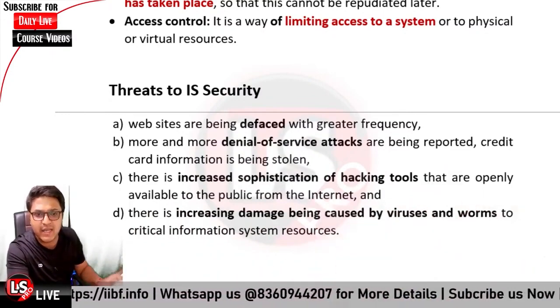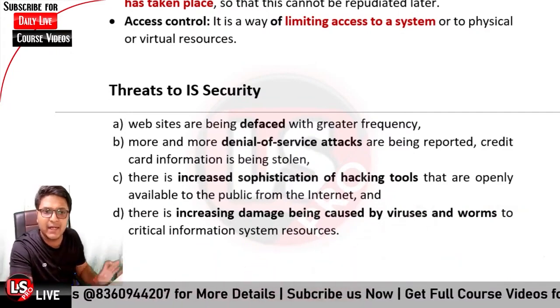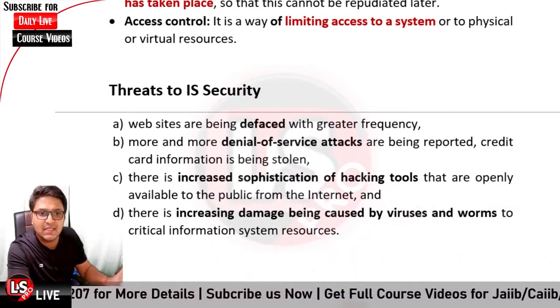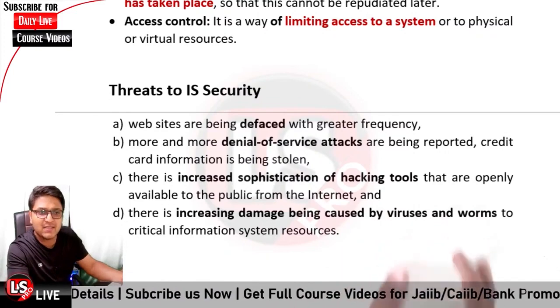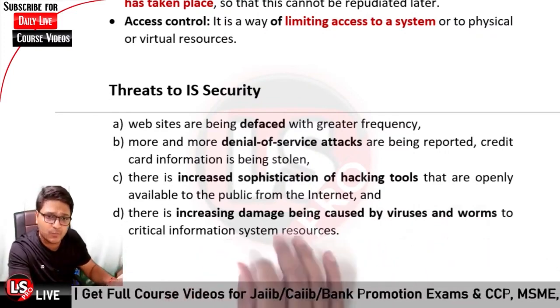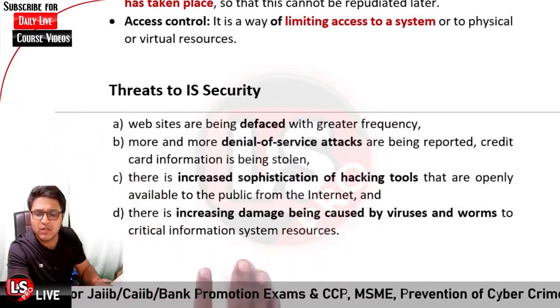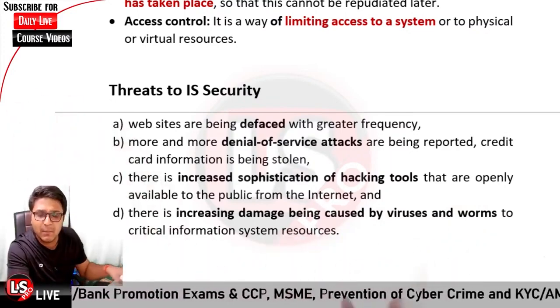And also these hacking tools are available openly in the public from the internet. And further, there is increasing damage being caused by the viruses and worms to critical information system resources. Now basically, there are many types of viruses which are available. I'll not go into that much depth, but let me tell you regarding it.